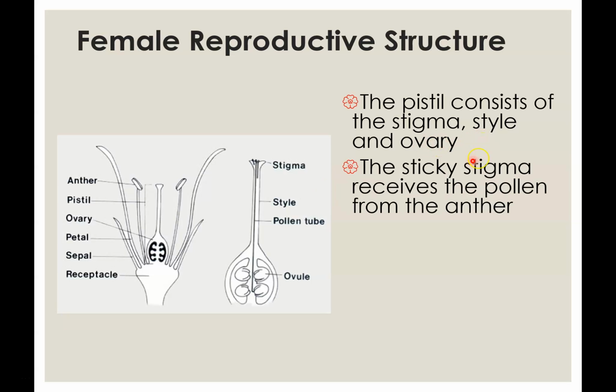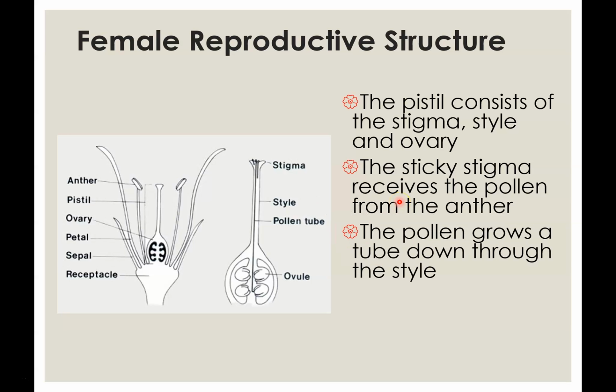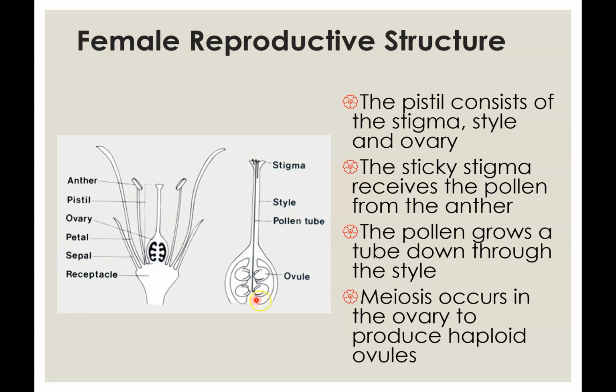And the sticky stigma is where the pollen lands from the anther. The pollen grows a tube down through the style. So here is showing you, for example, that if the pollen landed, it's going to grow a tube. It's called the pollen tube, which is going to reach down to fertilize the egg. And meiosis occurs in the ovary to produce the haploid ovules or eggs.